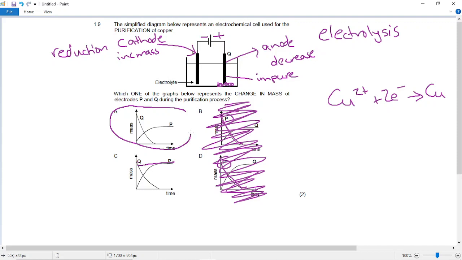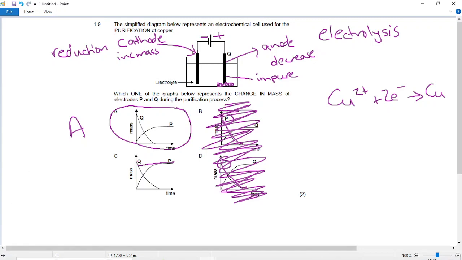So the answer has to be A, because the mass of P is increasing and the mass of Q is decreasing, but P never ever goes up to what Q had as a mass at the beginning, because all of the impurities are going to have ended up in the electrolyte solution.